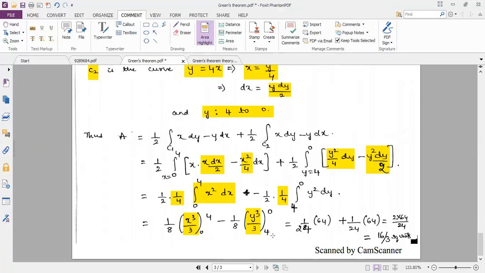Again, applying the concept of upper limit minus lower limit, we obtain 1 by 24 into 64 plus 1 by 24 into 64, which simplifies to 16 divided by 3 as the answer. We write square units, 16 by 3 square units, since we are finding the area under the given curves.